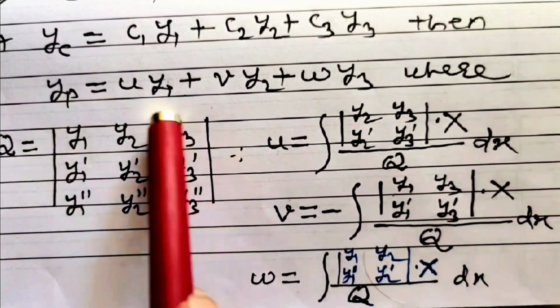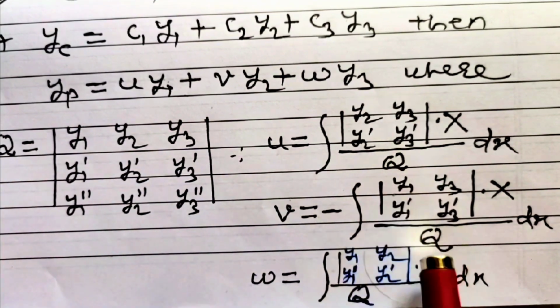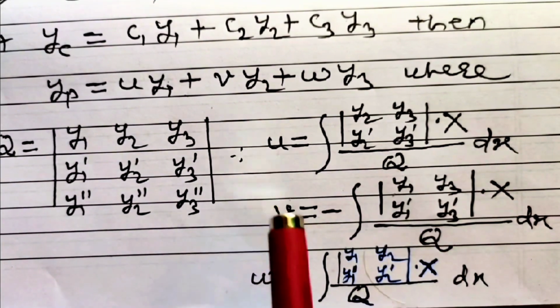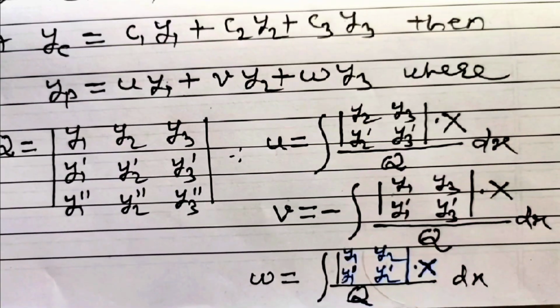This means find the value of this determinant, that is nothing but Q, and Q you have to put here, here and here to find u, v and w. In this way we can apply the variation of parameters method to find the particular integral. Let us solve example number 1.